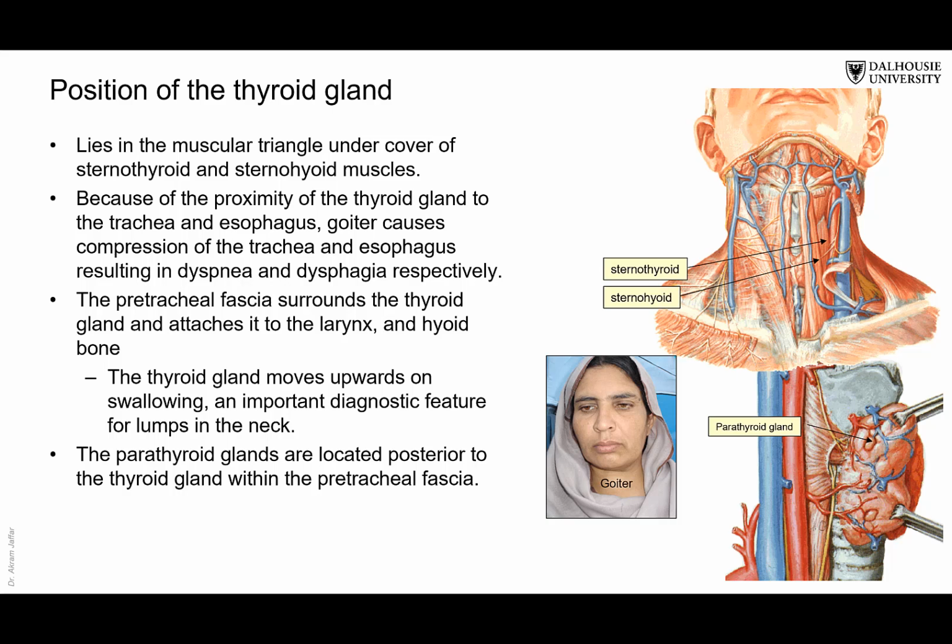And behind it, there are two pairs of small parathyroid glands, which may be difficult to find in the lab, but they are located behind the thyroid gland within the same pretracheal fascia. And when they remove the thyroid gland for one reason, especially if it is benign, they will retain the posterior part of the thyroid gland so that the parathyroids will remain there. They don't need to replace the hormones.